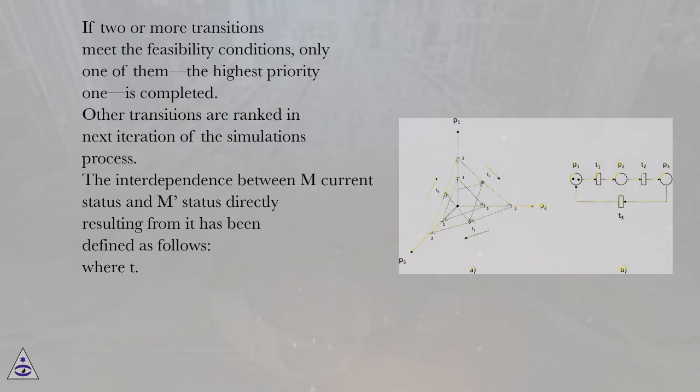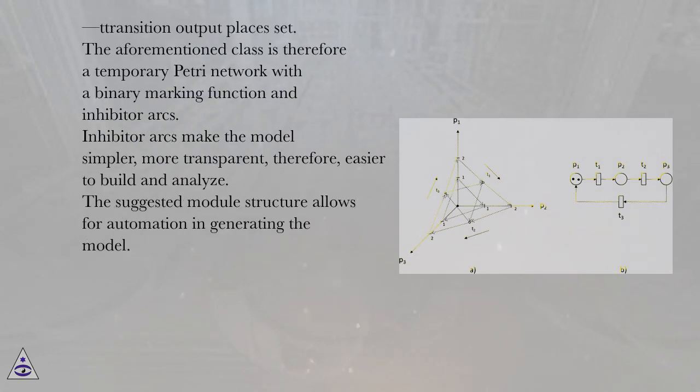The interdependence between M current status and M status directly resulting from it has been defined as follows. Where T transition output place is set. The aforementioned class is therefore a temporary Petri network with a binary marking function and inhibitor arcs. Inhibitor arcs make the model simpler, more transparent, therefore, easier to build and analyze. The suggested module structure allows for automation in generating the model.